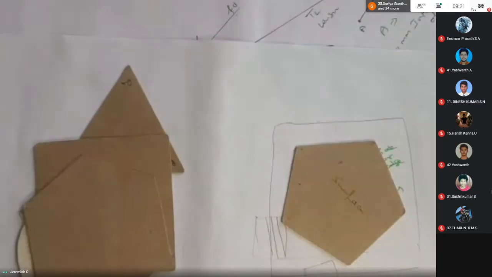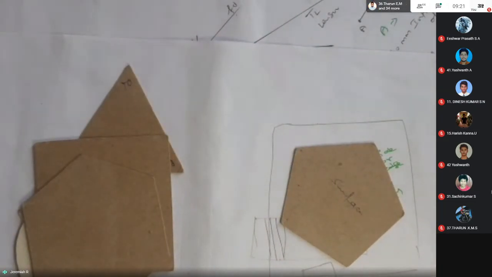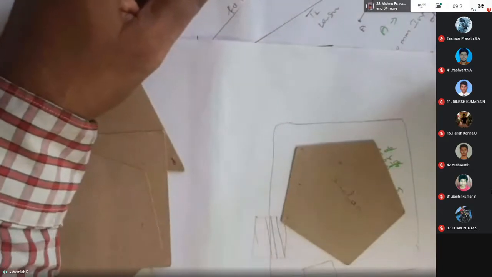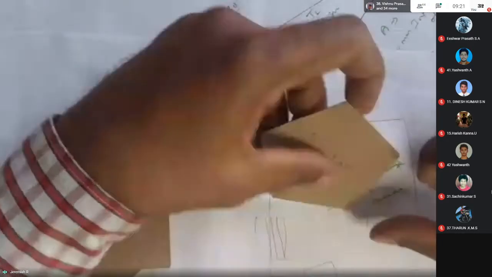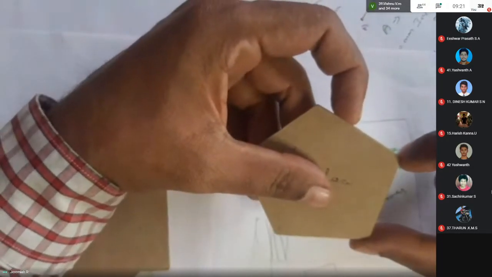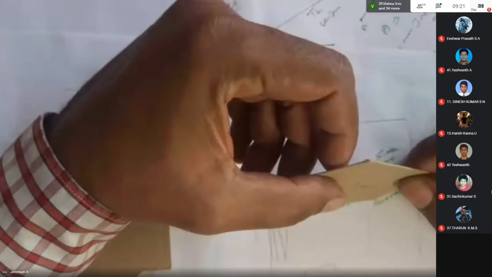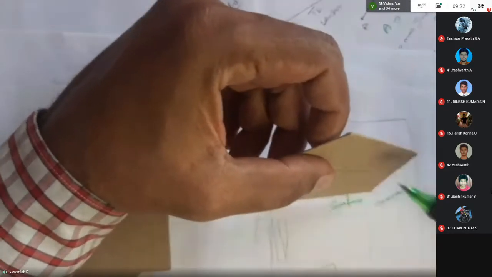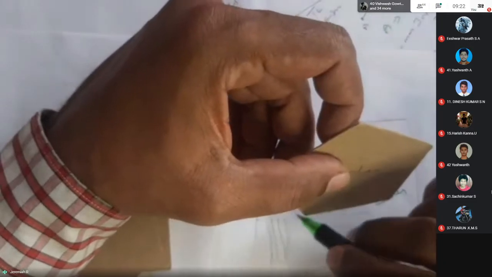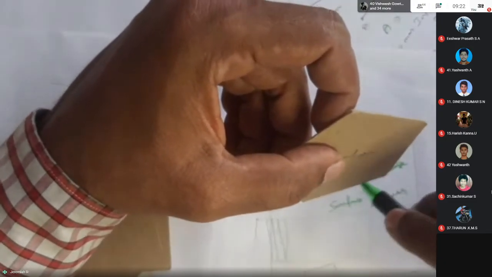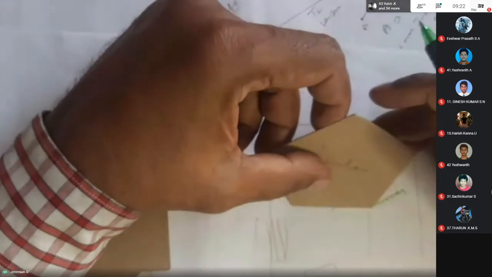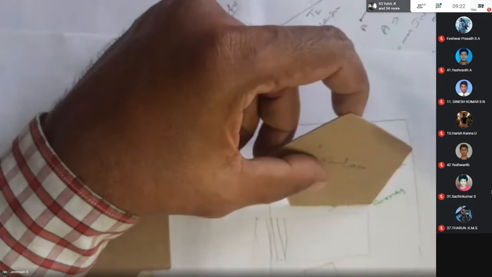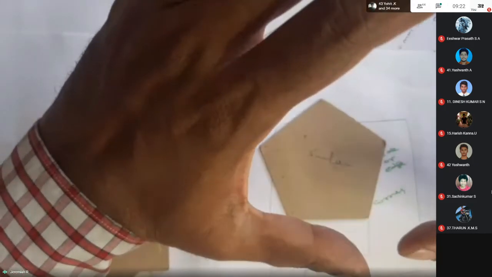If you don't remember this, you can do nothing with lamina, because the condition will be given in the problem. A pentagonal lamina, the base side is 30 mm. It rests on the horizontal plane with base side or base edge. The surface is inclined at 50 degrees. This is very, very fundamental.